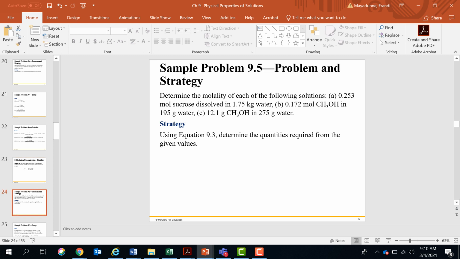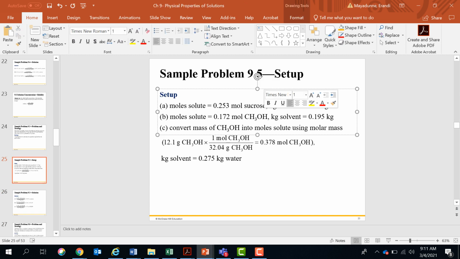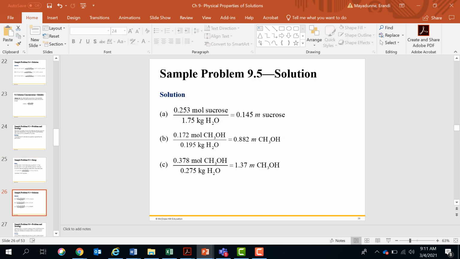If I do a little calculation: determine the molality of each of the following solutions. 0.253 moles of sucrose in 1.75 kilograms of water. You take the moles and divide by 1.75. But if you take part C, 12.1 grams of methanol in 275 grams of water, you have to convert 12.1 grams to number of moles by dividing by the molar mass of methanol, which is CH3OH, and then divide by the kilograms of water. So you have to convert grams to kilograms. So in part C, you take the number of moles, which is the given mass divided by molar mass, and then divide by the mass of the solvent. So that's how you do this kind of calculation setup.